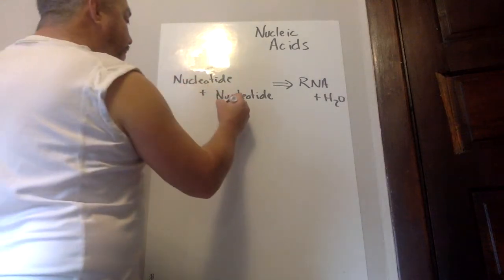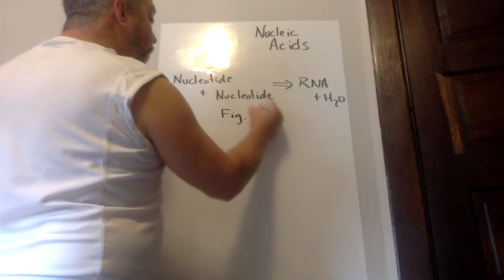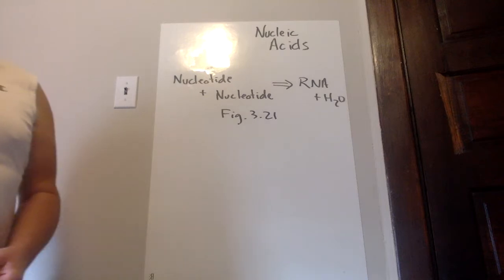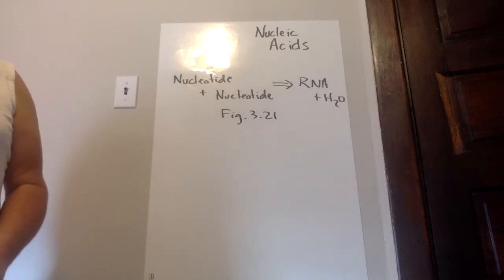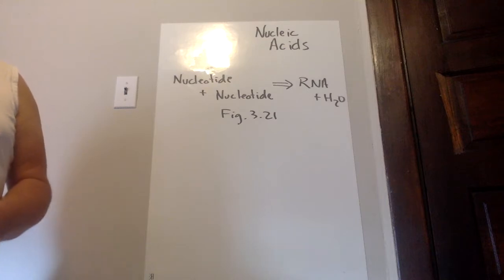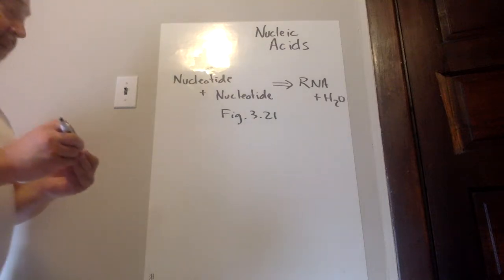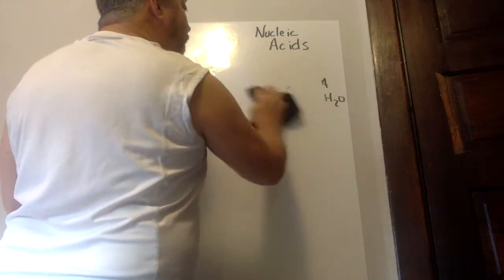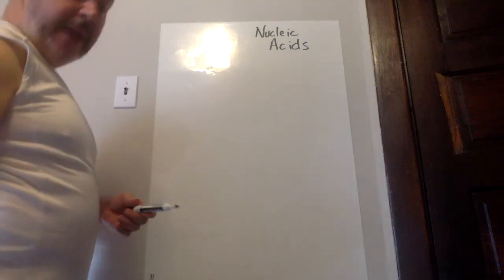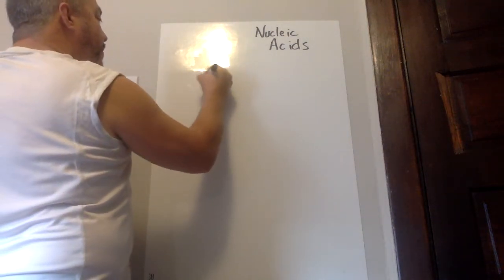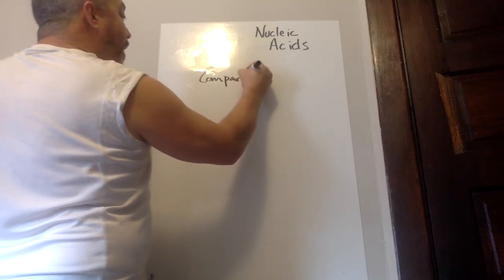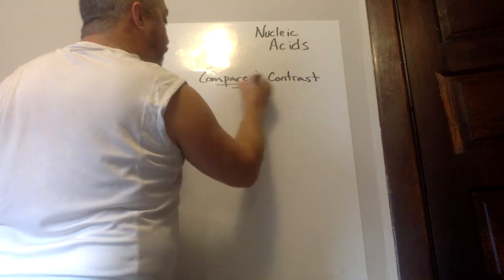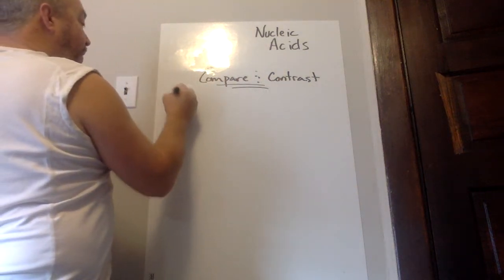And we can see this in figure 3.21. In figure 3.21, you can see that they have combined a guanine with a uracil with an adenine with a cytosine in order to create an RNA molecule. Now, some things we need to know about DNA and RNA. At some point in this semester, probably on the next test, I'm going to ask you to compare and contrast RNA and DNA. So therefore, we need to know some of the different characteristics.